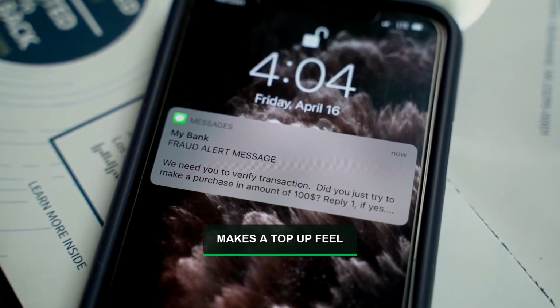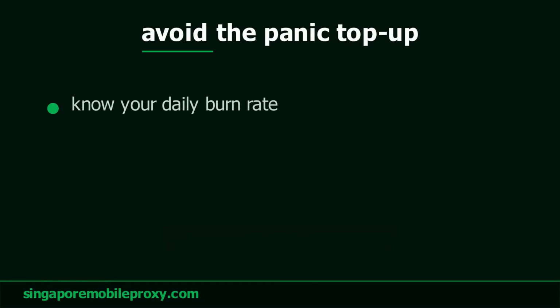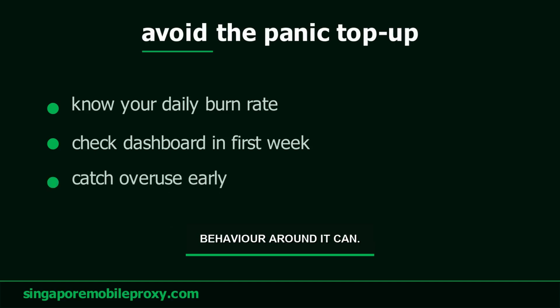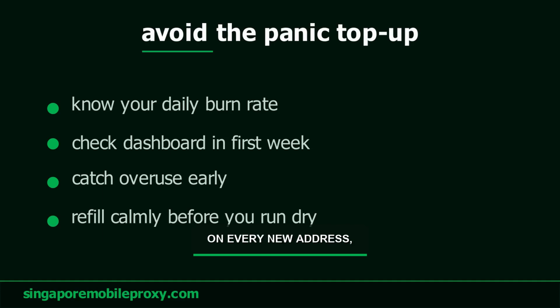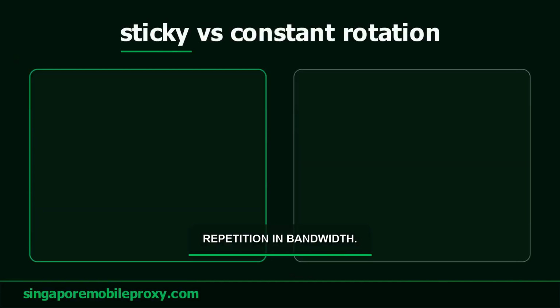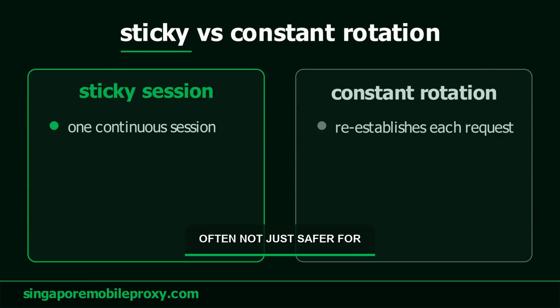If yours hides usage or makes a top-up feel like a hostage situation, that tells you something about the provider, not about you. There is one more factor that quietly changes your number, and that is sticky versus rotating connections. Rotation itself does not burn meaningful data, but the behavior around it can. If your tool re-establishes sessions constantly, reloads pages from scratch on every new address, and re-downloads the same heavy assets again and again instead of reusing them, you pay for all of that repetition in bandwidth. Holding a sticky session for a task that needs to finish in one place is often not just safer for the account, it is lighter on data too.